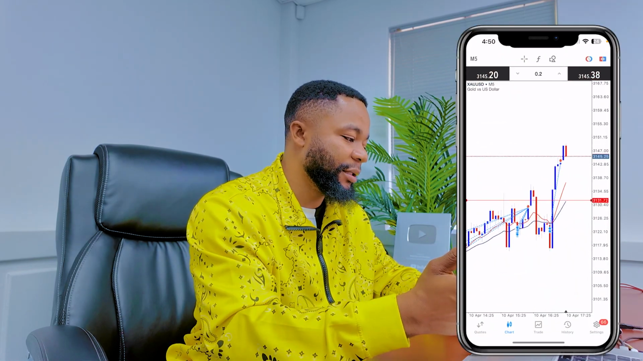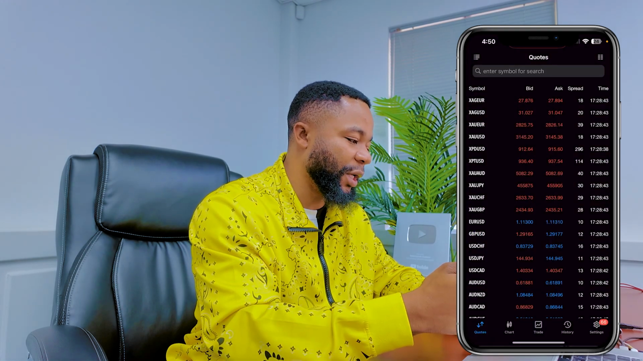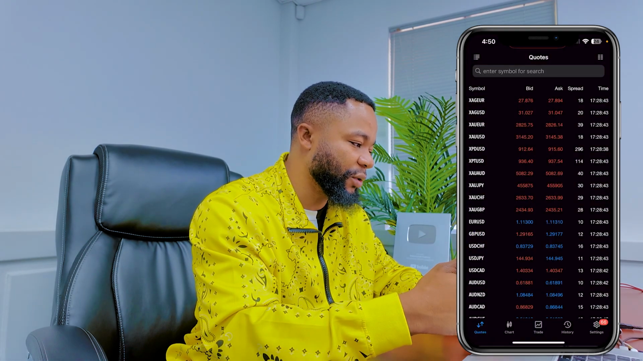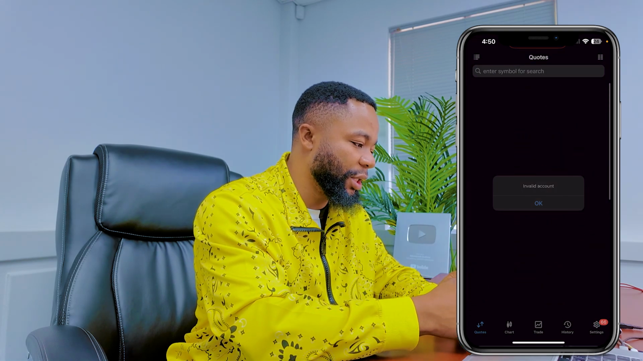Let me put my recording on. I'm just waiting for my phone to load. So this is my recording. These are my apps on my phone. You can see that's my MT5. So if I can open my MT5, let's just wait for the feed to start loading. All right, so that is it right there. It's loading as we speak.